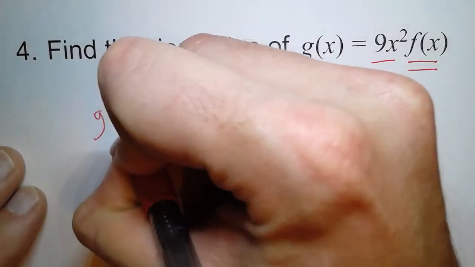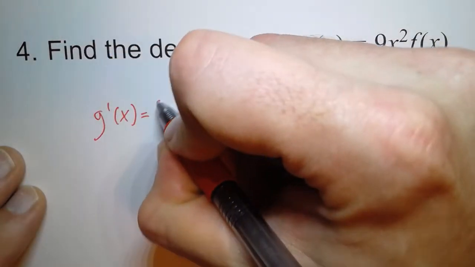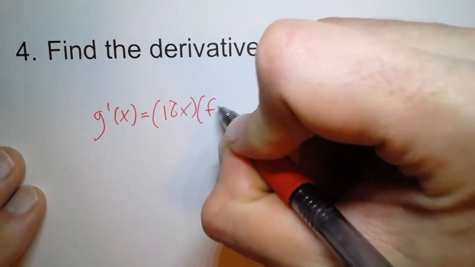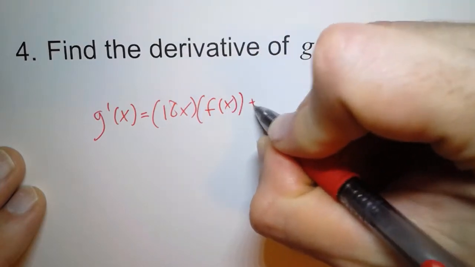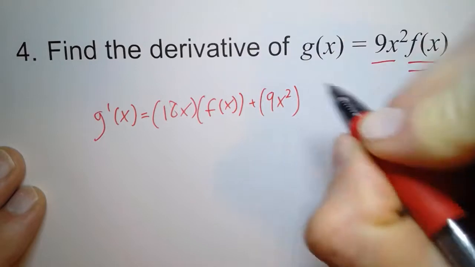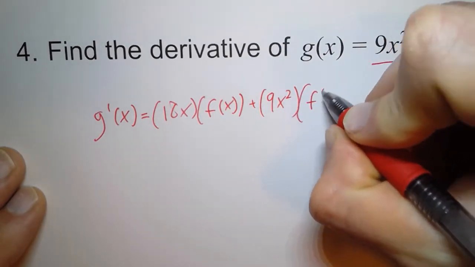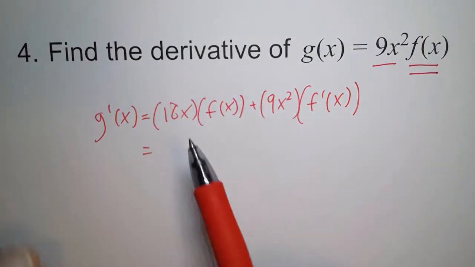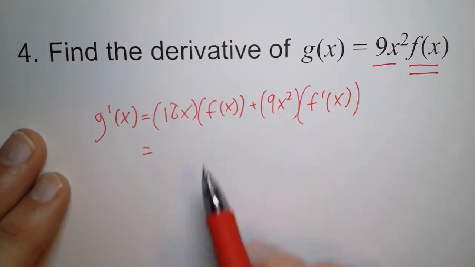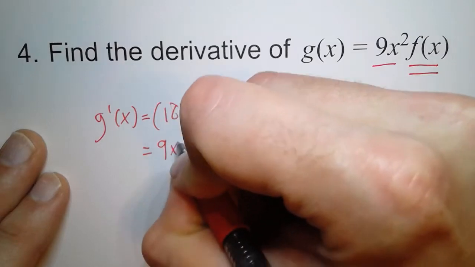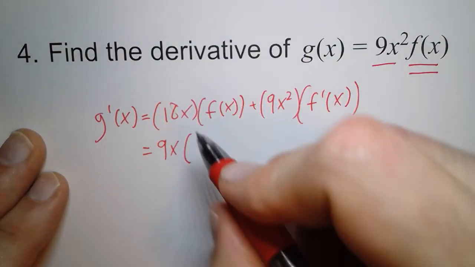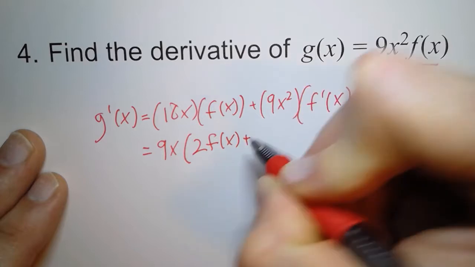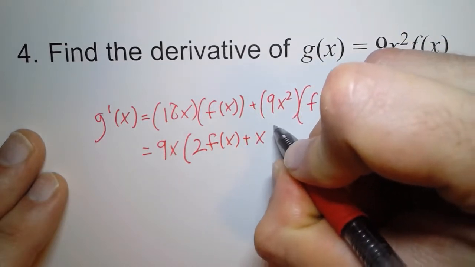So g prime of x is going to equal, we take the derivative of 9x squared, which is 18x, multiplied by f of x, we leave that alone for now, plus 9x squared, we leave that first one alone, times the derivative of the second, f prime of x. Now to simplify this, what can we factor out of both of these? Well, we can factor out a 9, and we can factor out an x. And so inside, what we're left with is a 2 from this quantity times f of x plus an x in this quantity times f prime of x.